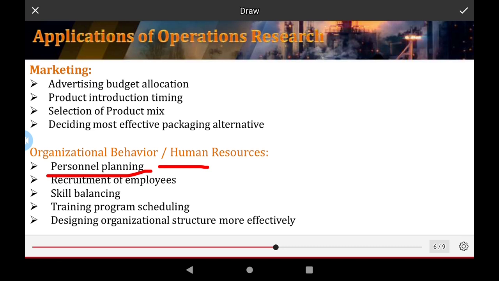You are the chief of your plant, and you do the personal planning for your workers. Suppose HR, human resources management, handles recruitment of employees. You also plan the need and recruitment of employees. You employ very educated people for the posts.